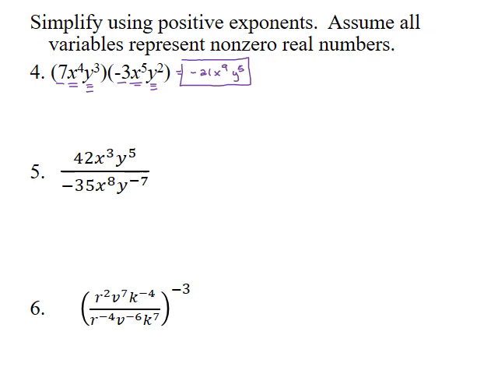Number 5 is an example of division. So we've got 42x cubed y to the 5th over negative 35 x to the 8th y to the negative 7th. If I simplify this one, it simplifies a little bit differently because you've got to deal with the fractions here. So let's start with our constants again. You have a 42 divided by a negative 35, sorry.